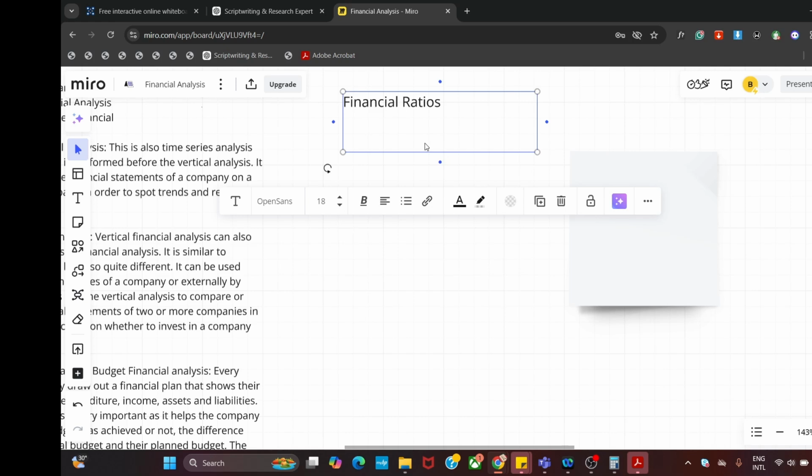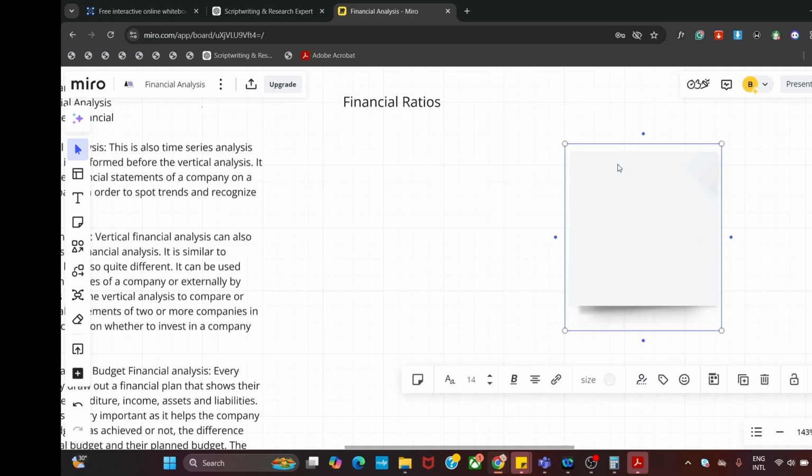One thing you need to understand about financial ratios is that they are derived from the bank statements of a company. So we derive or calculate financial ratios from the bank statement of the company, and it gives us an overall view of the company's financial health at any given point in time. I've created sticky notes here where I'll be jotting down important points.